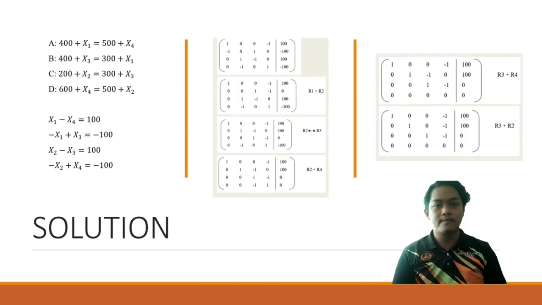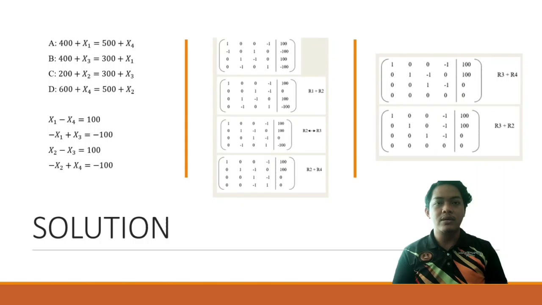My name is Muhammad Fakhruddin bin Ali, and for this presentation, I want to explain about the solution. For A, we got 400 plus x1 equal to 500 plus x4. For B, we got 400 plus x3 equal to 300 plus x1. For C, we got 200 plus x2 equal to 300 plus x3. And D, we got 600 plus x4 equal to 500 plus x2.